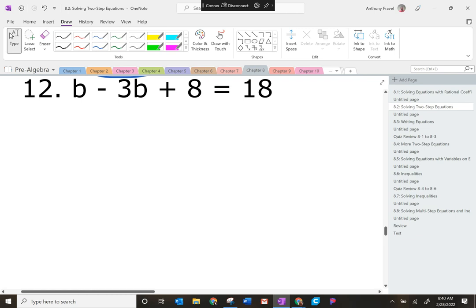Don't forget about your negative sign. Tip your head, you have that b minus 3b. What should that be? What's 1 minus 3? Yes, we should keep that minus 2.